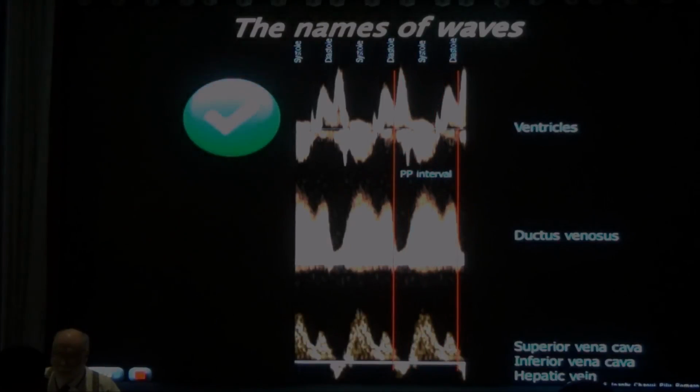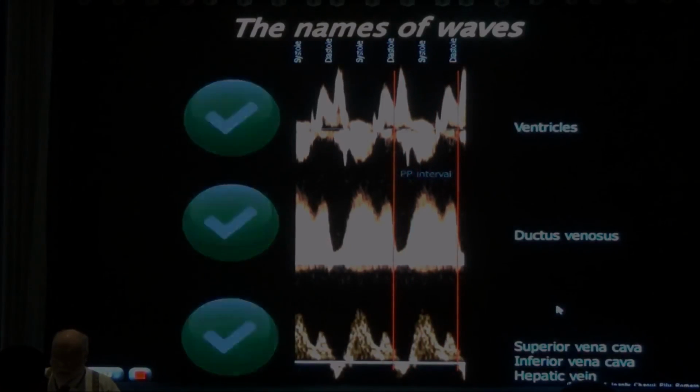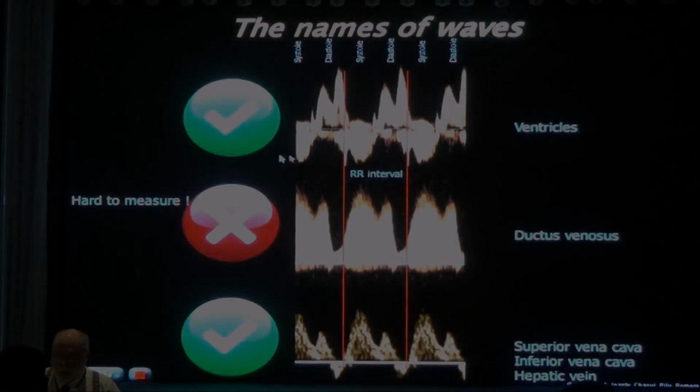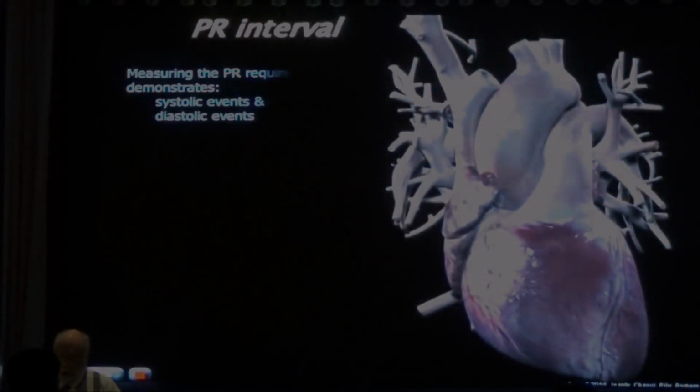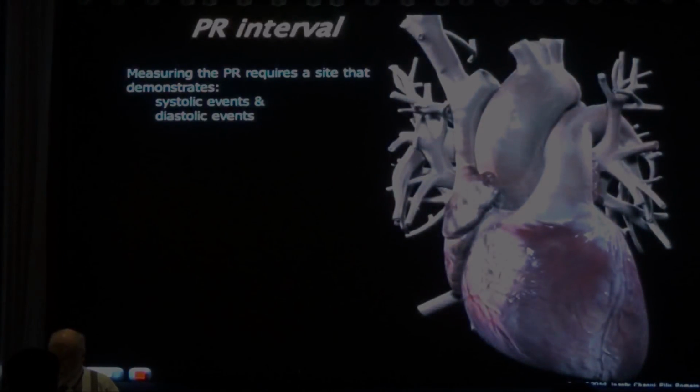Now, if you want to measure the P to P interval, any place, if you want to measure the R to R interval, again, the ventricle inflow-outflow and the cava is useful, but the ductus venosus is not useful for that. So these are the ones we're going to be concentrating on. Now, where can you measure the PR interval?